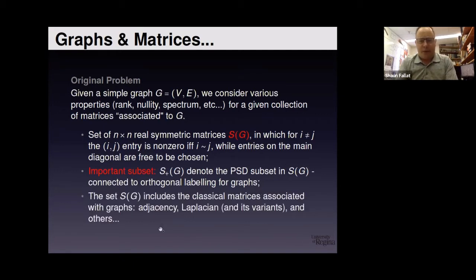Now, for those of you that have studied the more typical matrices associated with graphs, adjacency, Laplacian, and then its variants, so normalized, signless, all that kind of stuff, they all sit in this class S(G), right? They're all described by the edges of a graph, and so they all sit in here. But of course, the set S(G) contains many, many more matrices.